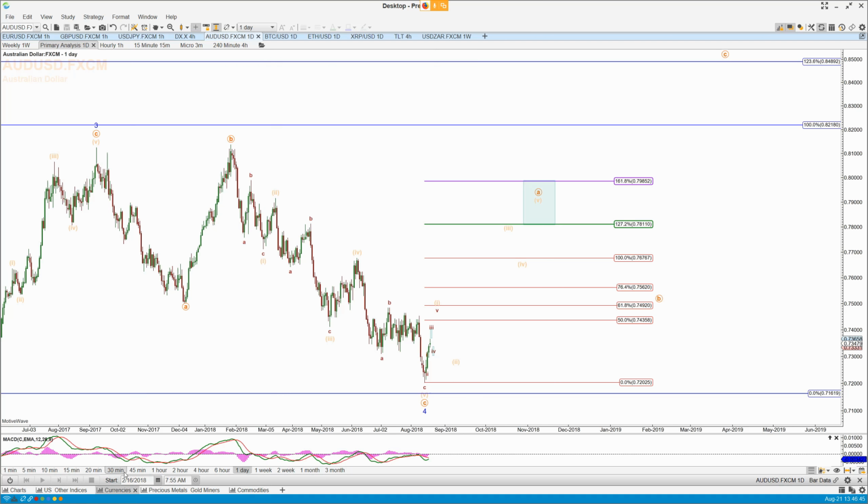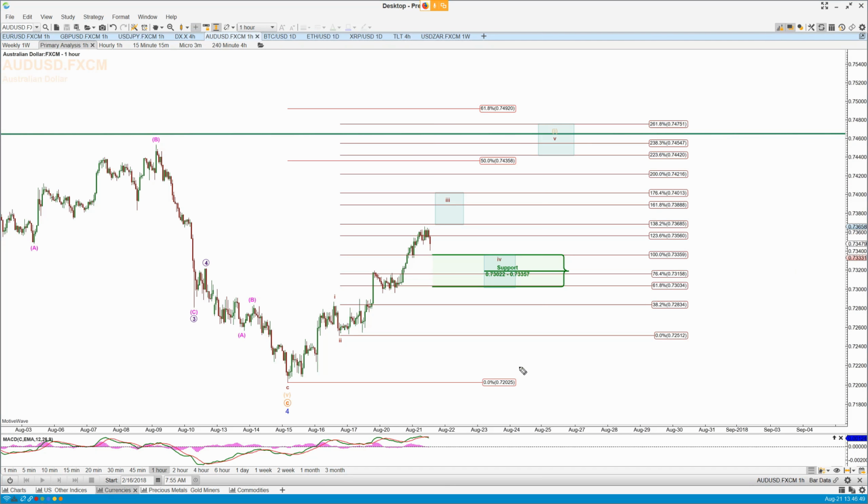If I come straight down to an hourly chart on this, this is the path that I'm looking for off the bottom. So I've got 5 up to here for the 1, 2. We've come up to the 138.2 extension at the moment. I'm not keen on the 138.2 because that can be a simple A, B, C, and we still go lower, and lower in the Australian dollar starts to threaten the larger degree pattern, which I'm not keen on.